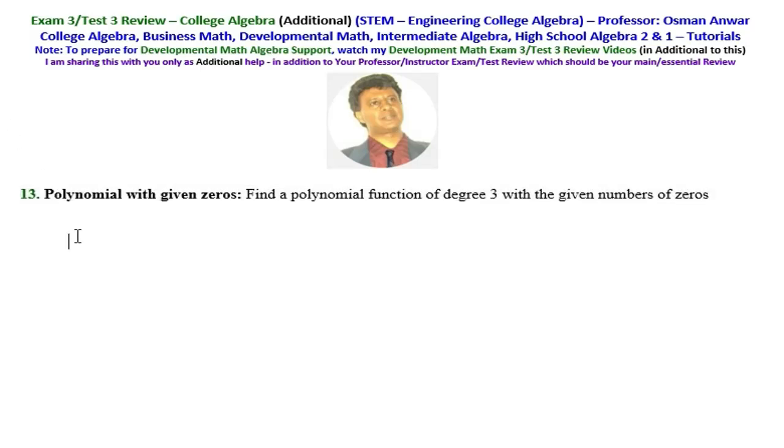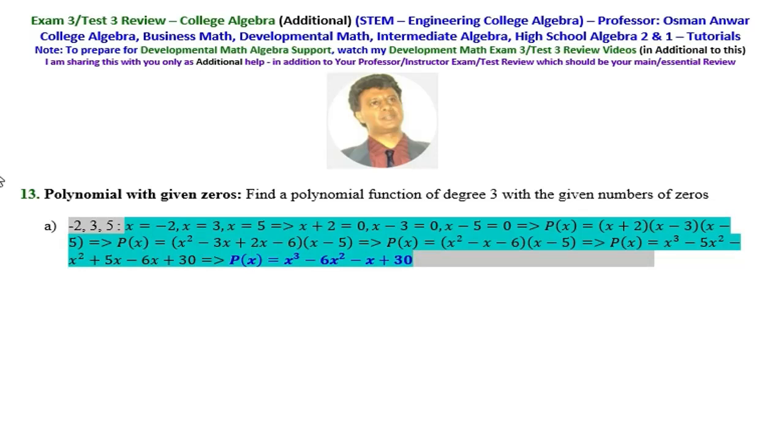Number 13 is polynomial with given zeros. Find a polynomial function of degree 3 with the given zeros. A, the zeros are minus 2, 3, 5. That means x equals minus 2, x equals 3, and x equals 5. That means x plus 2 equals 0, x minus 3 equals 0, and x minus 5 equals 0.